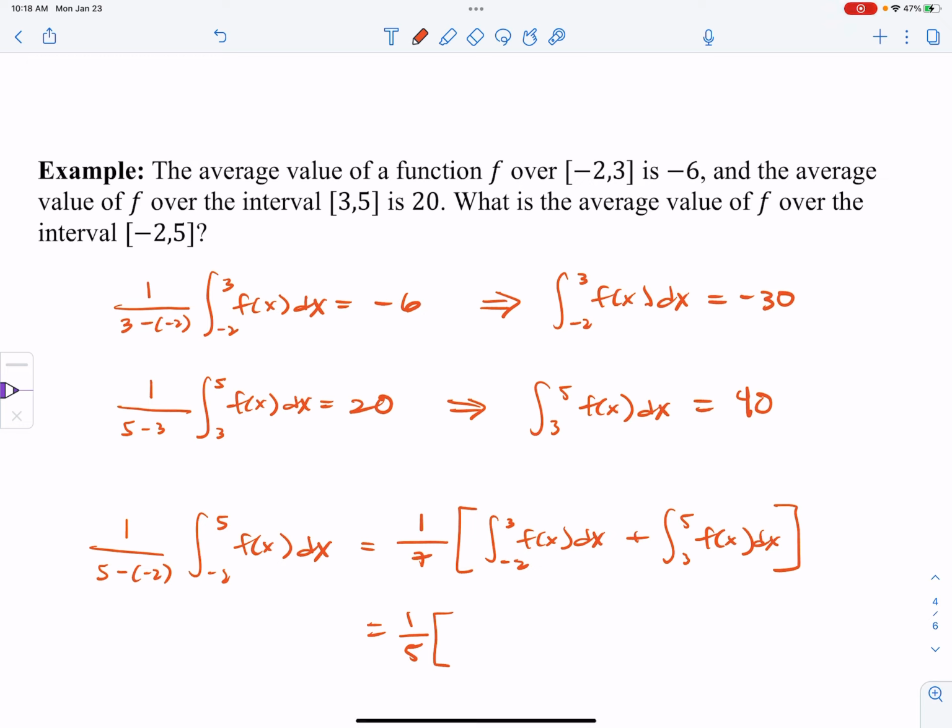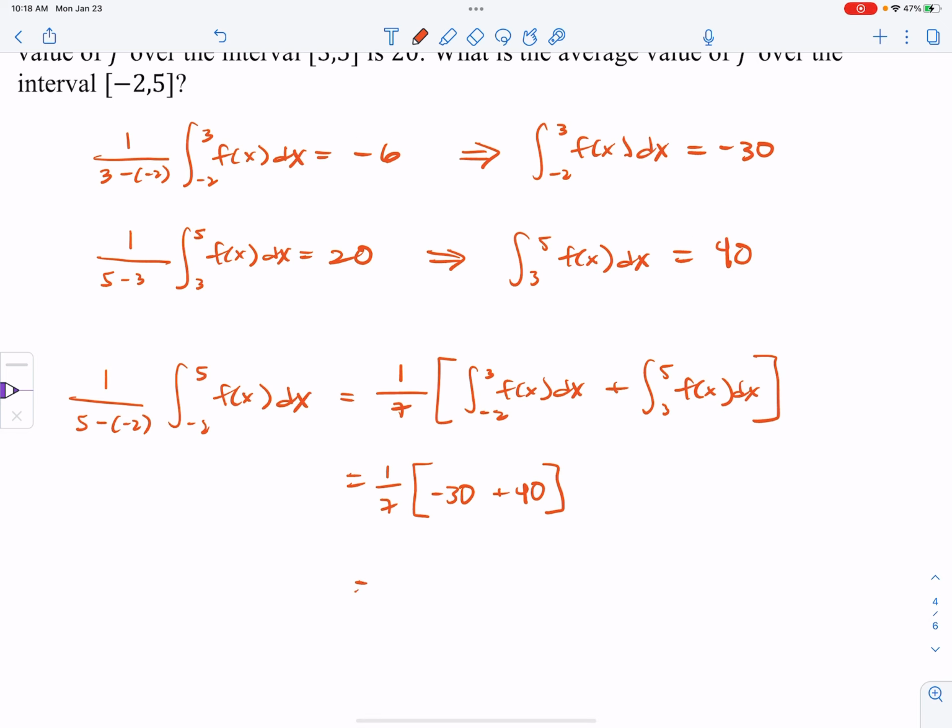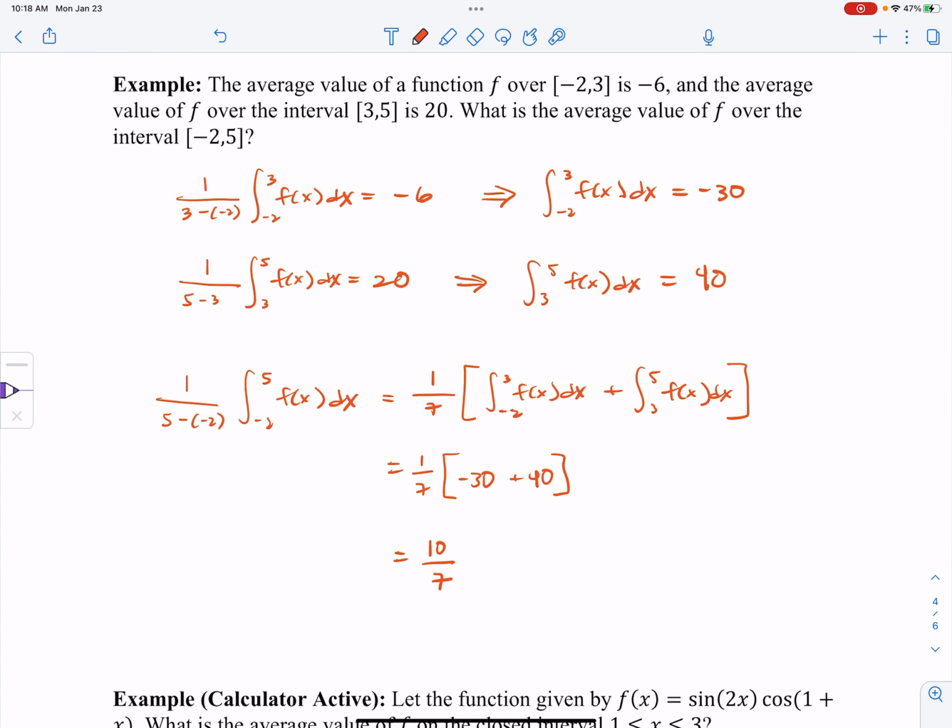And since we know those values, we could say that this would be, sorry, why did I write 5? 1/7 times -30 plus 40, which ends up being 10/7. So 10/7 is the average value of f on the interval from -2 to 5.